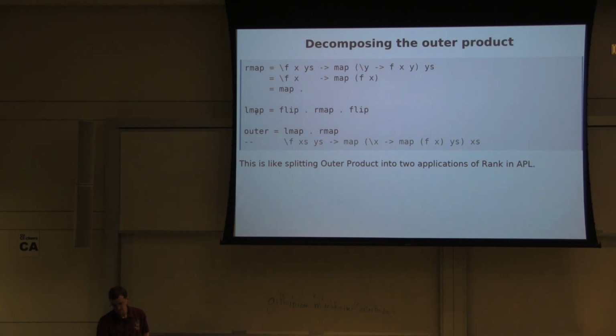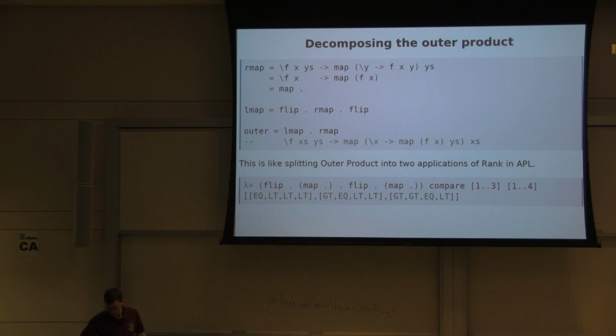Left map, the two arguments, we can just swap them, do right map, and swap again. And then the outer product is this composition of left and right map. And so we can write this out with no definitions, and outer product is just flip dot map dot flip dot map dot.